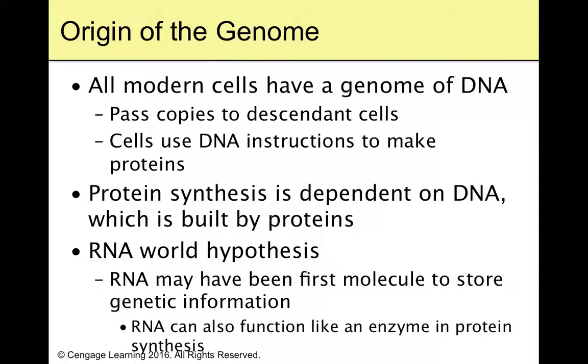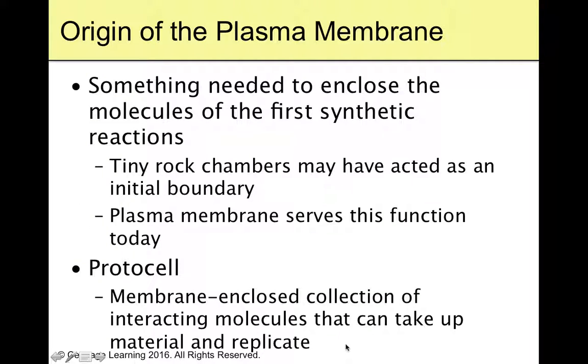All of our modern cells have DNA now, and you guys know that we pass an exact copy of DNA to the next generation of cells. Cells use DNA as instructions to make proteins. That's all old information. And protein synthesis is dependent on DNA. Absolutely. DNA is built by proteins. Yep. And so the RNA world hypothesis is that RNA was probably our first molecule to store that genetic information. And like I already mentioned, RNA can function like an enzyme sometimes.